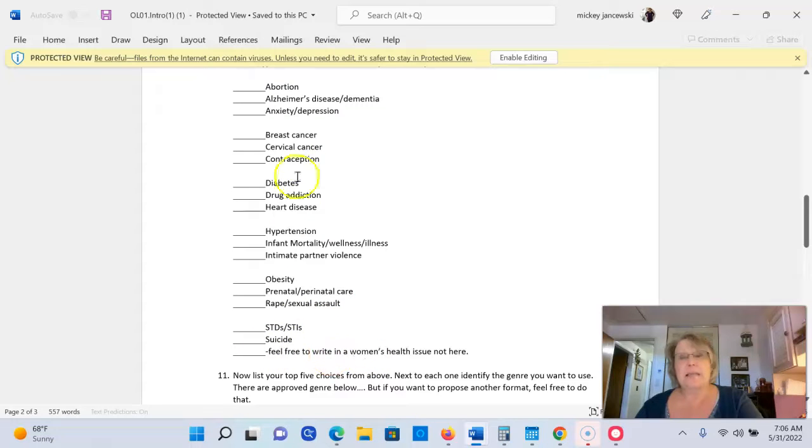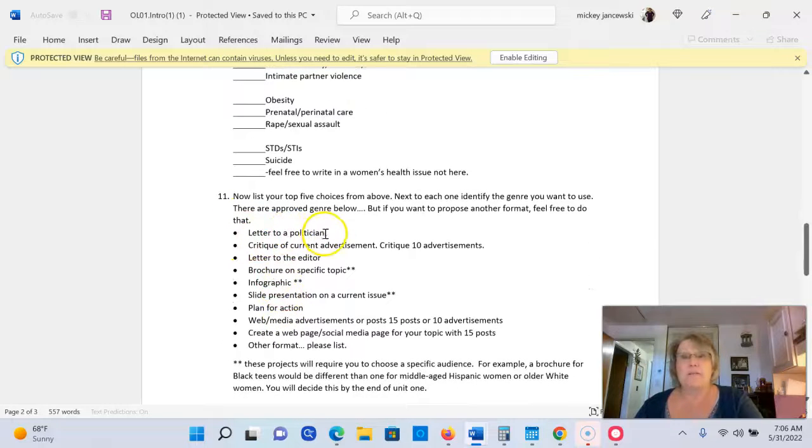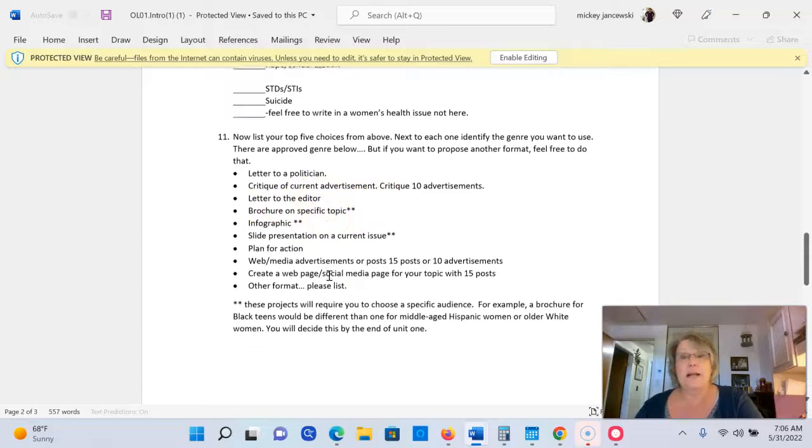If there's something you'd like to add that's not here, you can do that, and if it's appropriate, I'll accept it. These are the different topics that you can do. Again, if you have something you want to suggest, just add it. These are the types of choices that you have: politicians, critique of current advertisements, which is limited to very few topics, letter to an editor, brochure, infographic, slide presentation, a plan for action, media, web media, and other formats. If you have something, for example, sometimes people would like to do a podcast. And so if that's something you'd like to do, that's fine.